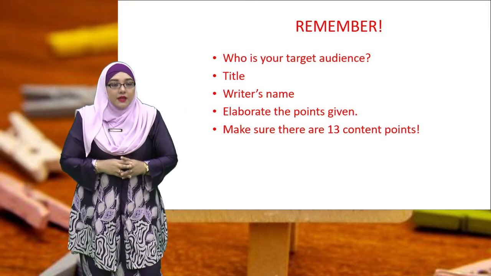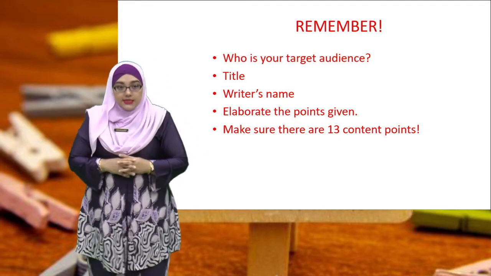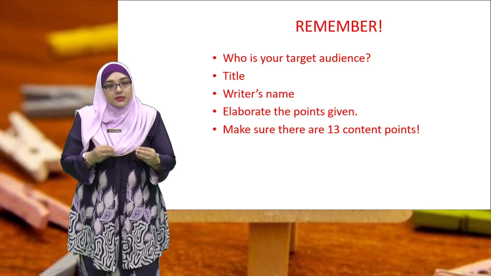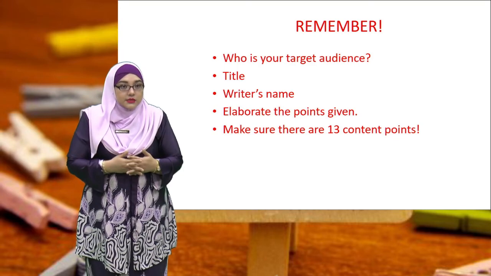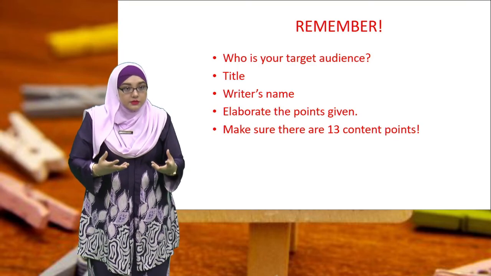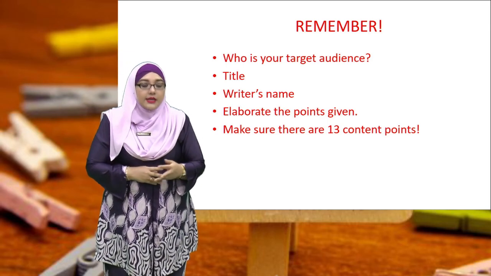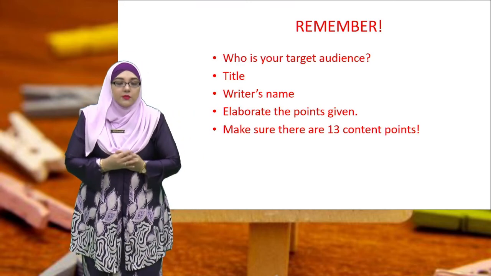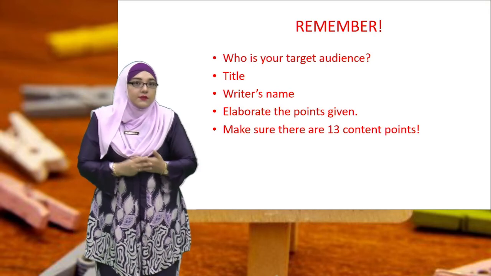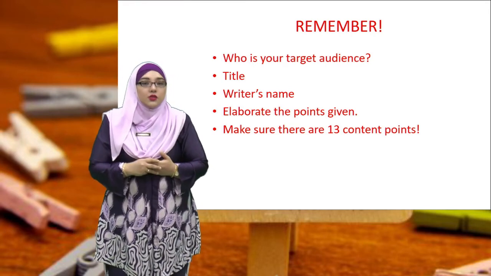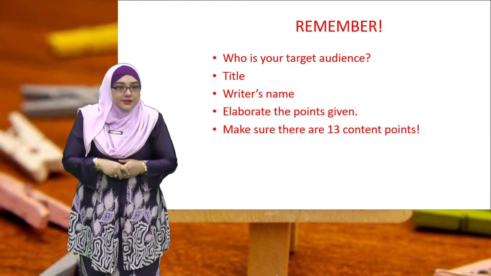Okay, remember, before writing your article, who is your target audience? And remember to give a title for your article. Sometimes the title is given in the question and sometimes it is not. So you need to think of your own title, but make sure the title is suitable and related to the subject matter. Don't forget to put the writer's name and elaborate all the points given, all 13 content points, and make sure there are 13 content points. If you are only given 10 content points, that means you need to come up with your own 3 more content points for article only. All right?